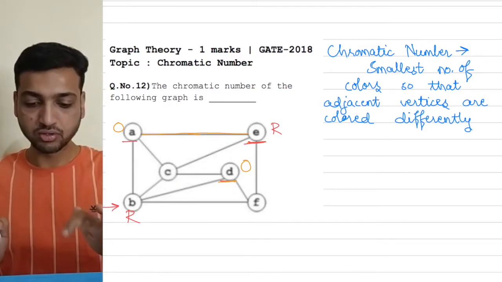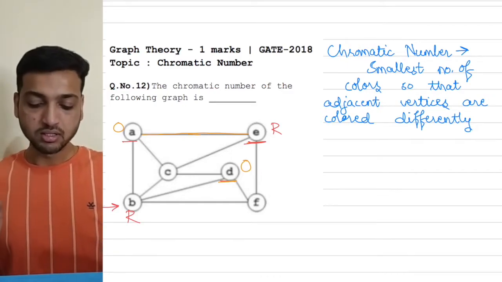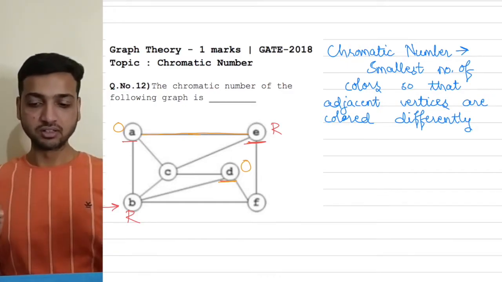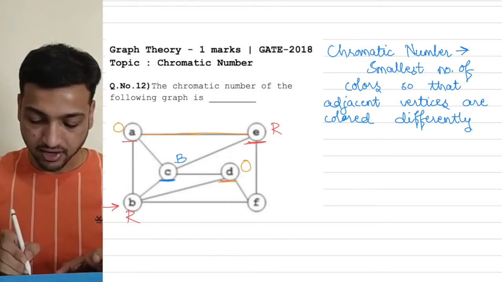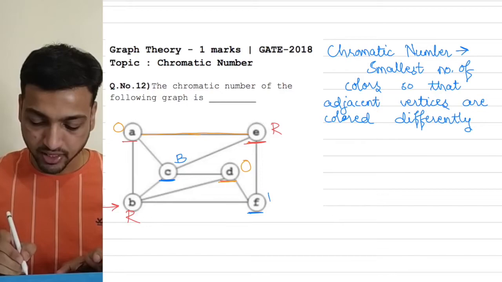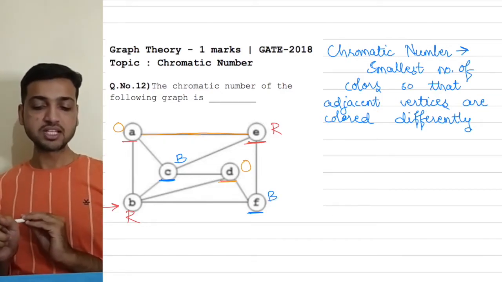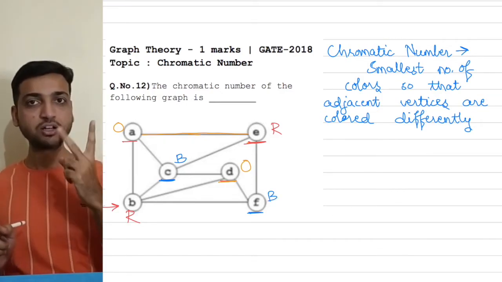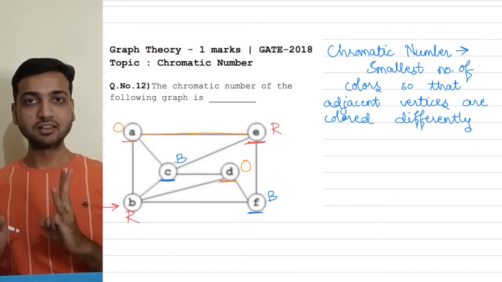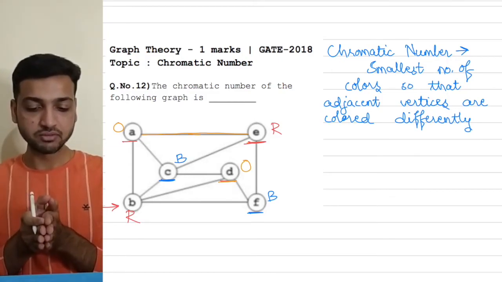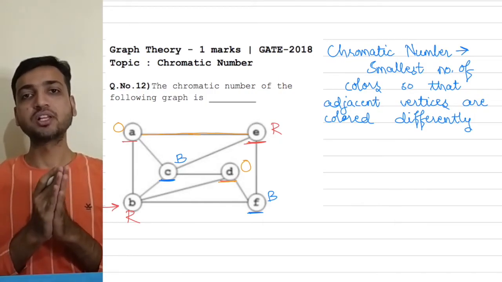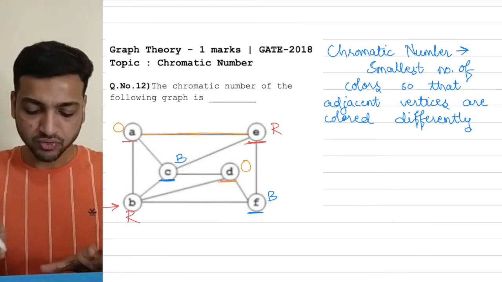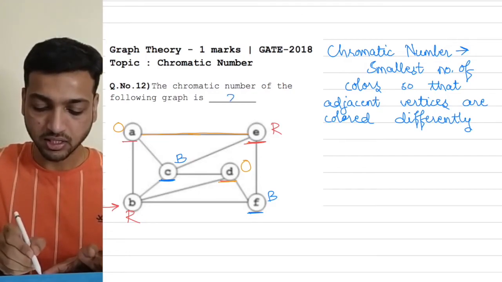F is not yet colored. Now C and F can be given different colors. So I'm going to give them blue. So let's make C blue and F also needs to be made blue. So thus, as we can see, I have used 3 colors, red, orange, blue, and with 3 colors I can color this graph in such a way that the adjacent vertices are not having same colors. So the chromatic number of this graph becomes 3. So 3 will be the answer.